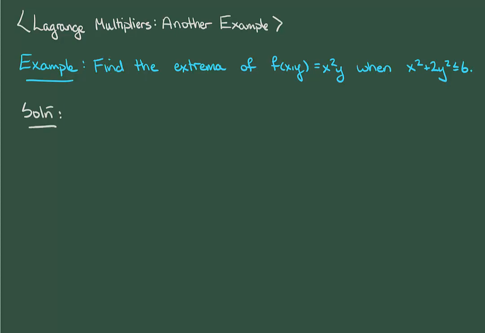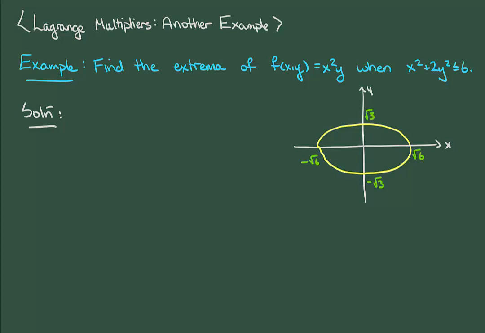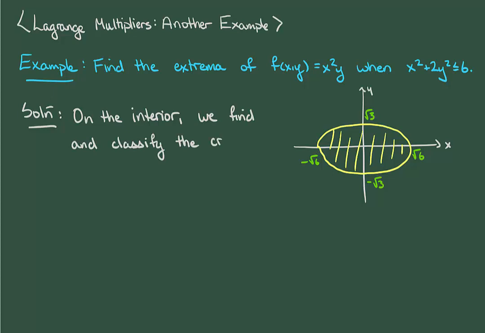As usual, to start off, I'm going to draw a picture of the space on which we'll be working. The boundary looks like an ellipse, but notably, since x squared plus 2y squared is less than or equal to 6, this means that we're also working on the interior. Let's tackle the interior first, for which we must find and classify the critical points of the function f.